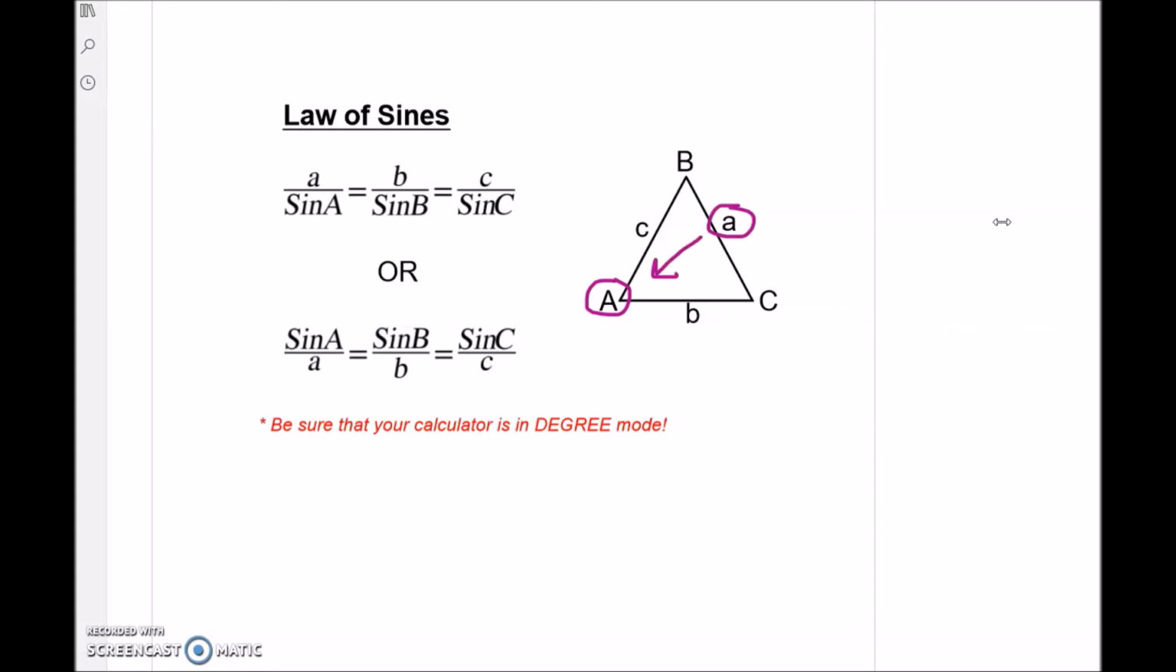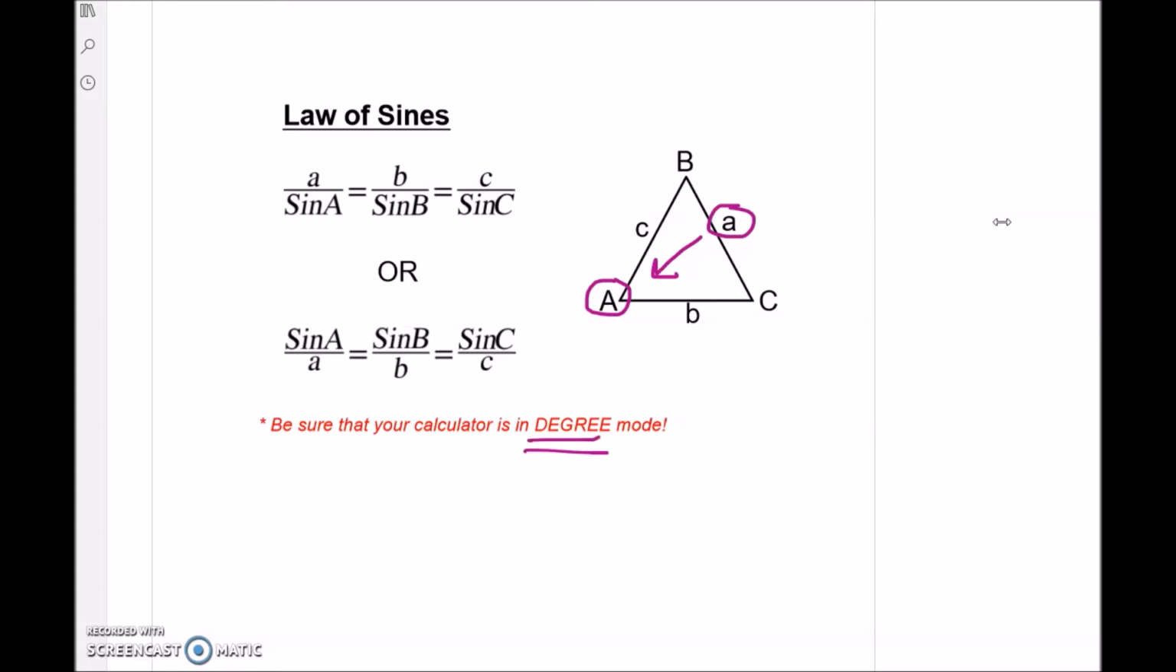When you're doing these problems, obviously you're not going to use all three at the same time. You won't use A, B, and C. You'll use whatever combination of angles and their opposite sides work to make a proportion.